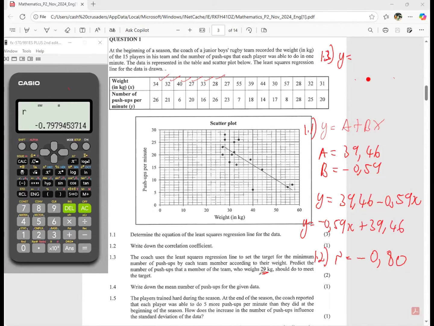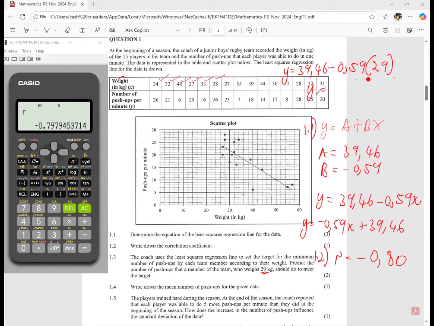The 29 kg here speaks for x, right? Remember, the kgs are given as your x. So in your least square regression line, where there is x, you need to substitute in that value. This is how I'm going to do it. I'm going to say y is equal to 39.46 minus 0.59, and where there is x, I'm going to put that 29 that I'm given there.